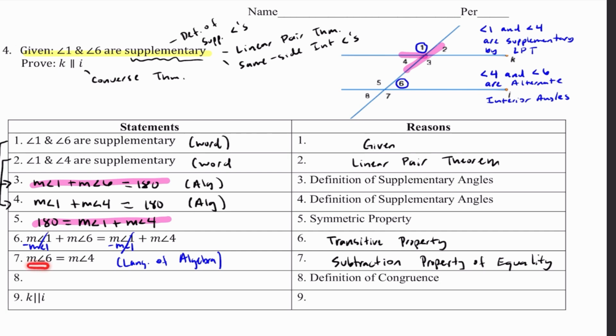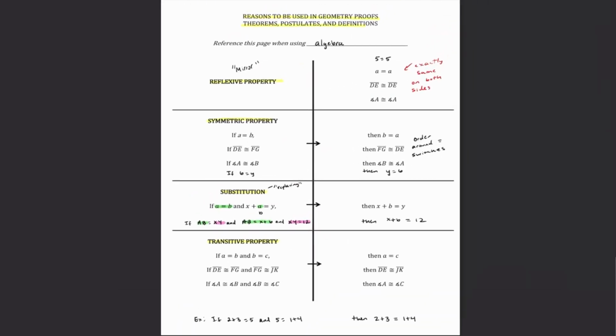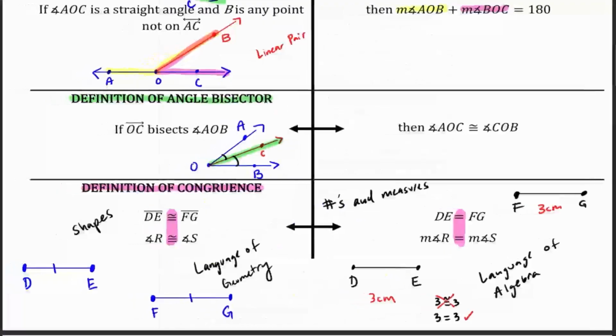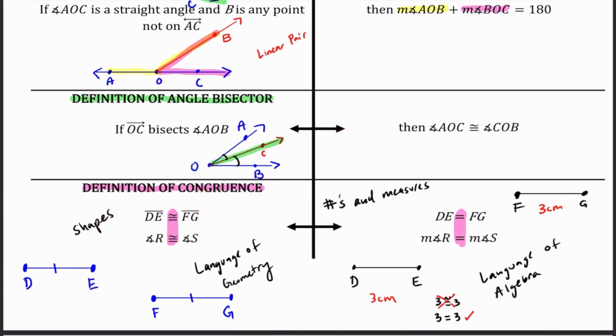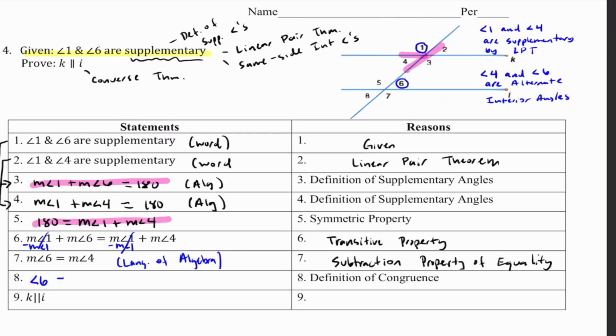So if the measure of angle 6 is equal to the measure of angle 4, then by the definition of congruence, I need to convert the language of algebra to the language of geometry. So I will write angle 6 is congruent to angle 4. And look at that. Where's angle 6 and angle 4 located? It's right here and right there. So I can go ahead and mark my picture. I can draw one arc here and one arc there to indicate congruency.